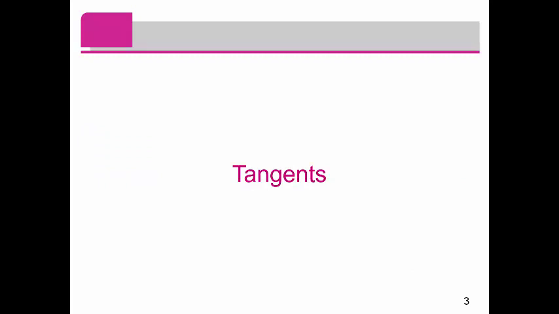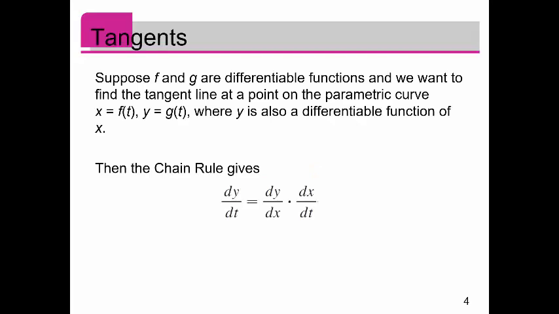All right, so this is tangents, or specifically tangent lines. Suppose you have two functions, f and g, that are differentiable functions, and we want to find the tangent line at a point on a parametric curve. So x is a function of that third variable t, and y is also a function of that third variable t. What we're saying here is y is also a differentiable function of x.